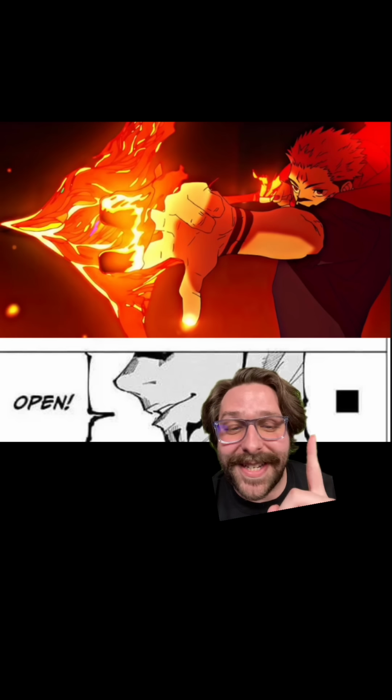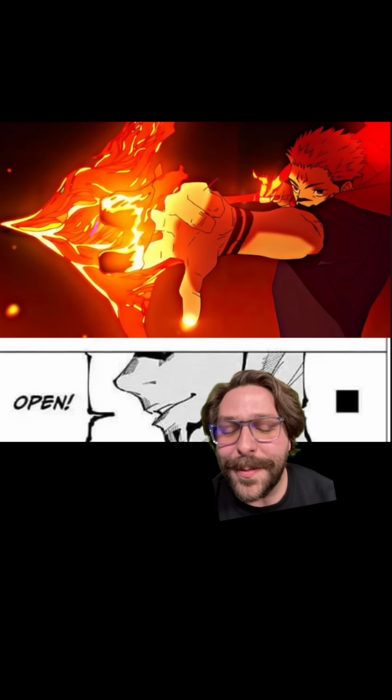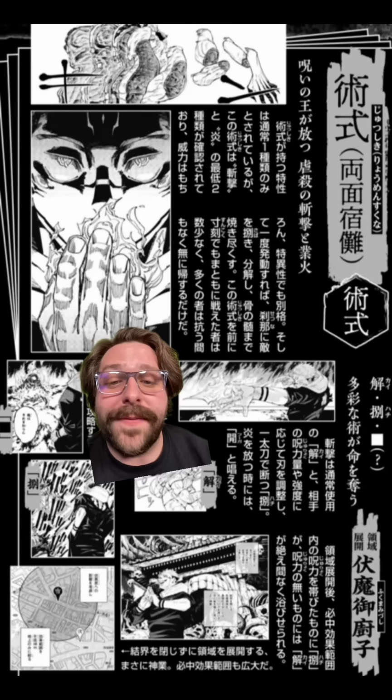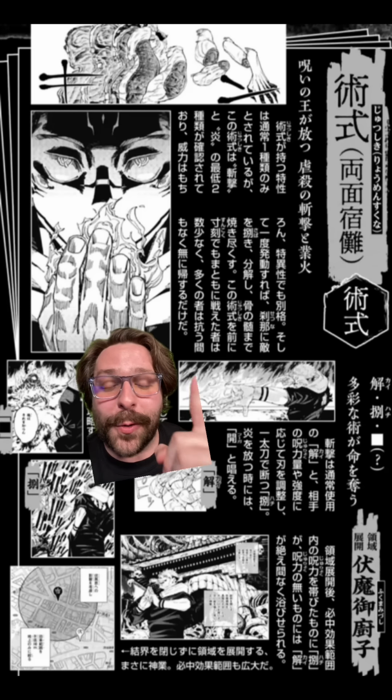Alright, so if this is Gege censoring this word, then what did Sukuna actually say here? So let's try to piece that together. So one of the only times that Gege has ever commented on Sukuna's flame arrow is in this infographic right here.